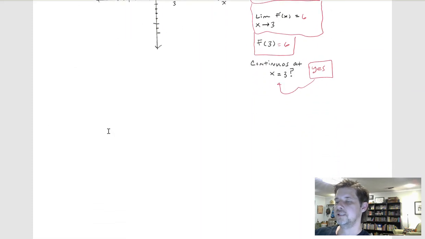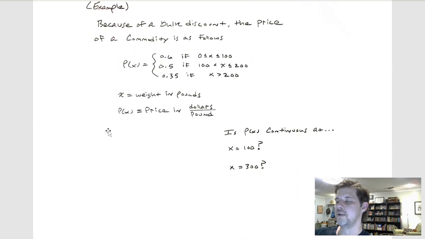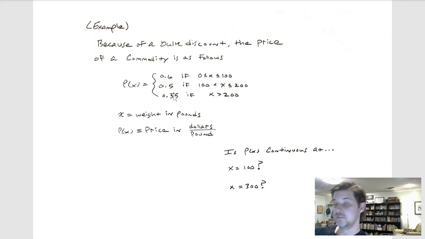Okay, so let's see an example of when we have a piecewise function that might not be continuous. You've seen flat rate pricing before, so you've seen something like what we have previously in this video. Now I've simplified an example a little bit from something I put on the MyMathLab assignment, but let's say that it goes like this. Because of a bulk discount, meaning the more you buy, the less the unit price of some item is, the price of a commodity is as follows.